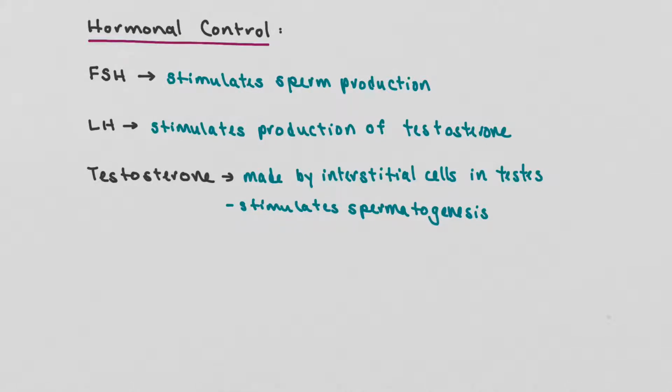When we look at the hormonal control within male reproduction, there are three main hormones involved. First of all, FSH, which again, remember, is produced by the pituitary gland and released to the testes. Its job is to stimulate sperm production. Luteinizing hormone, or LH, also produced by the pituitary, stimulates the production of testosterone. Testosterone is the hormone that's produced in the testes, and it's released by interstitial cells found in between the seminiferous tubules within the testes, and its job is to stimulate spermatogenesis, or the production of sperm.